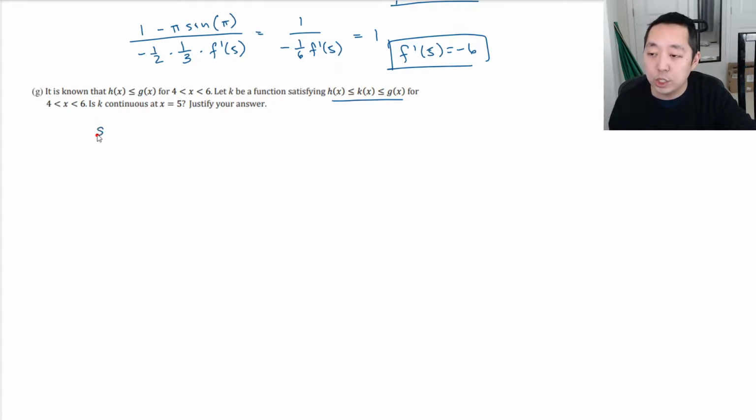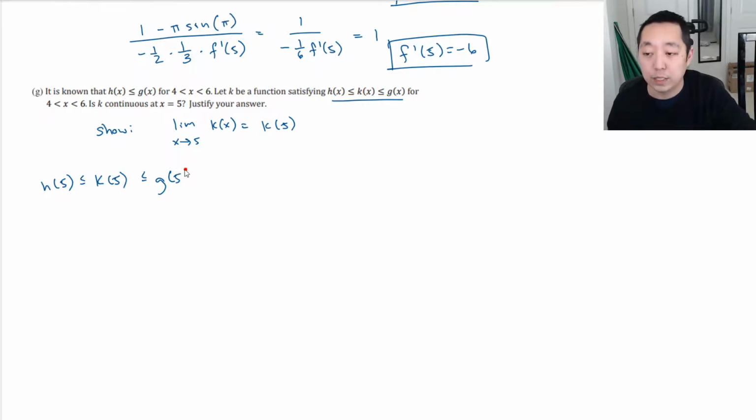First, we need to show that the limit as x approaches 5 of k of x is equal to k of 5. This is what we need to demonstrate. If you can show both sides of the equation are equal, then we know it's continuous there. Okay, so let's do k of 5 first. Well, I know k of 5 has to be between g of 5 and h of 5, right? It has to be, because this inequality says it's for all x between here. This inequality must hold, especially at 5.